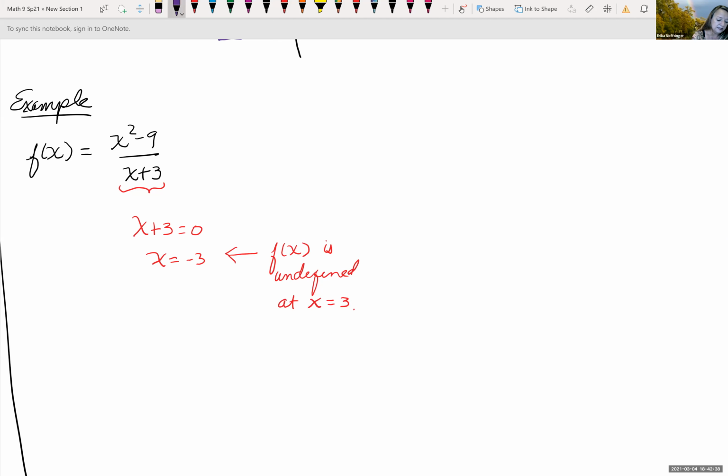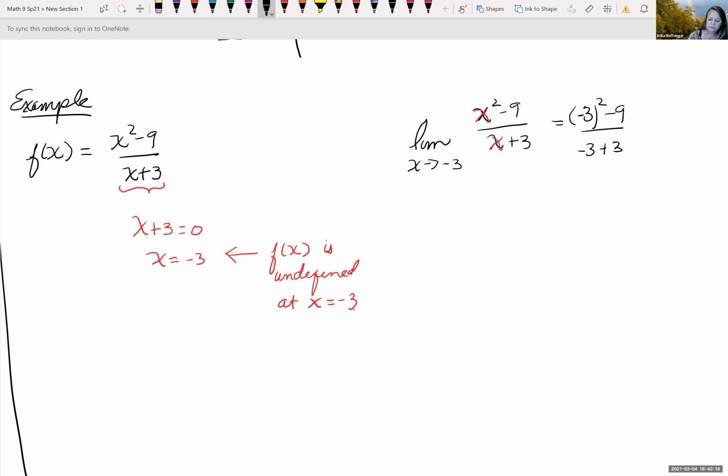If we go back in here though, and we looked at the limit as x is approaching -3 of this function x squared minus 9 all over x plus 3. And we went in and we plugged in -3 wherever we saw an x. So plugging in -3 wherever we saw an x, well, -3 quantity squared is 9. 9 minus 9 is 0, and -3 plus 3 is 0. So we got that 0 over 0, which was that indeterminate form. It didn't tell us anything.